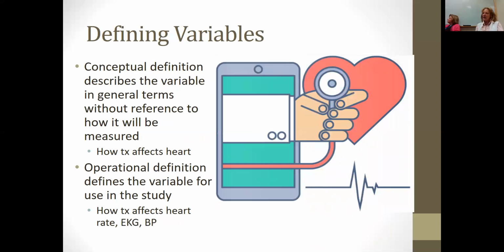So when you go to define your variables, you're going to have a concept that you think is the outcome. So the kid feels better, but how are you going to measure that? So conceptual is going to describe the variable in general terms without reference to how it's going to be measured. So how the treatment affects the heart. Well, what about the heart? So is it the heart rate, the EKG, the blood pressure? Heart rate variability is a new thing that people are using as an outcome. So the operational definition is how you're going to measure it, and you'll have both.